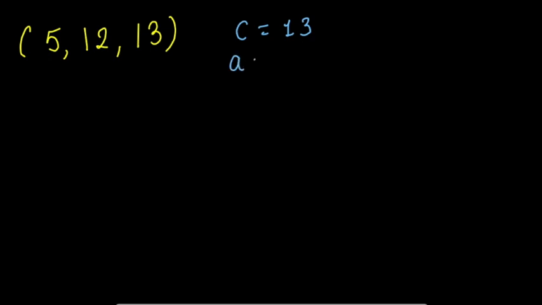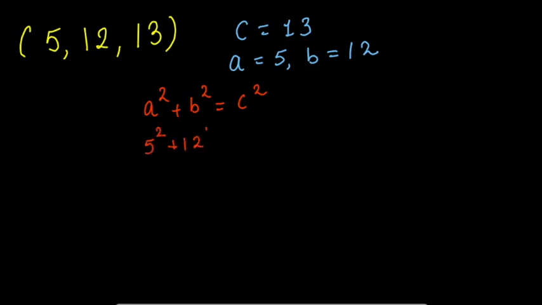If I take one more example to explain this to you, let's take 5, 12 and 13. Okay, so the highest number here is 13. So C becomes 13 and I can take A as 5 and B as 12. From the Pythagoras theorem, the relation is A square plus B square is equal to C square. Place the values, 5 square plus 12 square is equal to 13 square.